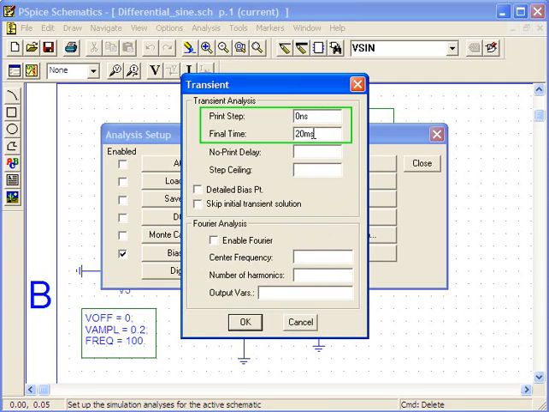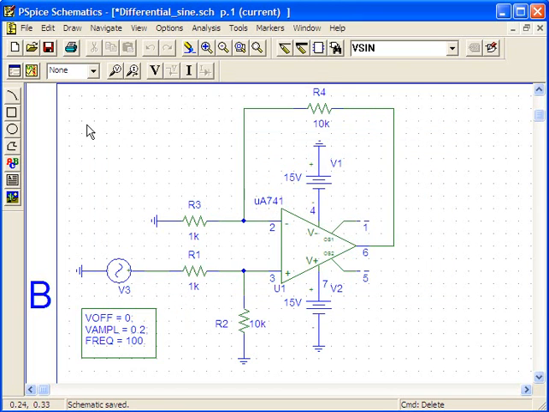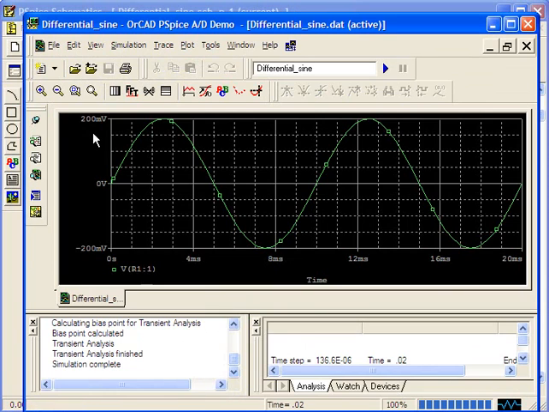For the simulation result, let's show only a couple of cycles. It's always a good practice to double-check the input signal. This is not only true in practice, but also for simulation. Here's the input signal, a beautiful sine wave, 200 millivolt magnitude, and 10 milliseconds per cycle.